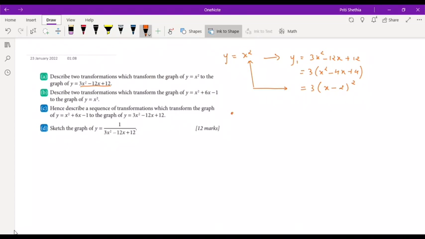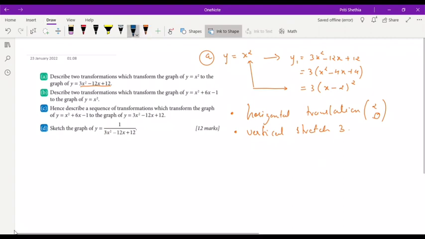So first is a horizontal translation of +2. Then there is a vertical stretch of 3. So these two are the transformations from y = x² to y = 3x² − 12x + 12. As you can see, if you convert this into a perfect square form, it becomes very easy for us to figure out the translation. So this was my part A.